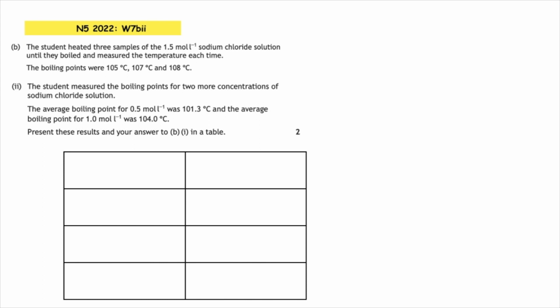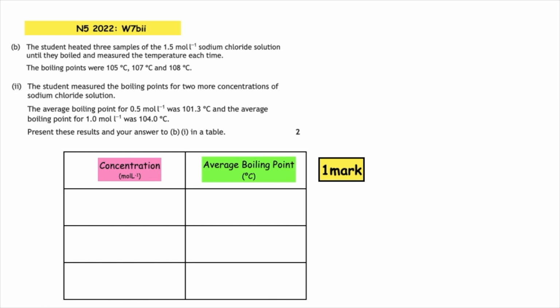So one of the headings is going to be the concentration of sodium chloride solution, and the unit we're measuring that in is mole per litre. What are we doing with that? We're calculating the average temperature or average boiling point, and that is in degrees Celsius. So you get 1 mark for those 2 headings with the correct unit. The next thing is to put your information in. So you would have 0.5 and 1 mole per litre. And in the previous question, we had 1.5 mole per litre.